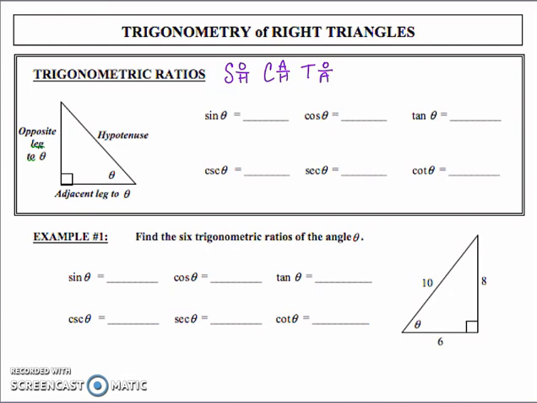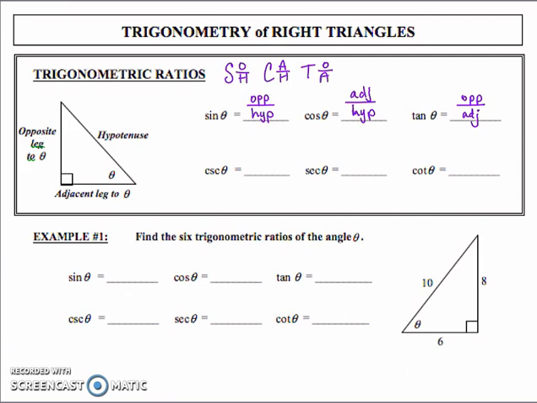And the SO stands for the fact that sine of theta is equal to the side opposite of theta over the hypotenuse. Cosine of theta is equal to the side adjacent to theta over the hypotenuse. And tangent of theta is equal to the side opposite of theta over the side adjacent to theta. And again, this all hinges on which angle we call theta.